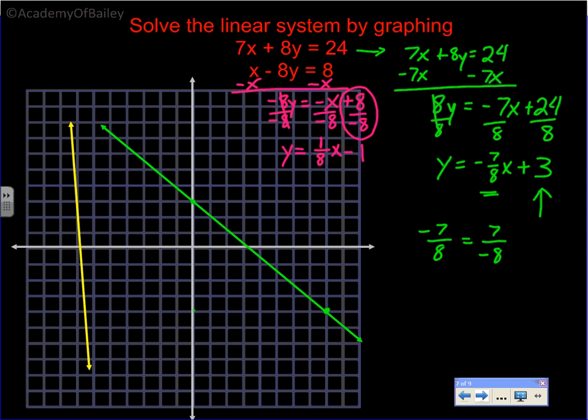So this is the equation we're graphing. So the y-intercept is negative 1. And the slope is 1 over 8, which means we rise 1, and we go to the right 8. 1, 2, 3, 4, 5, 6, 7, 8. Right there. And that's going to be our line. And that is where we're at.